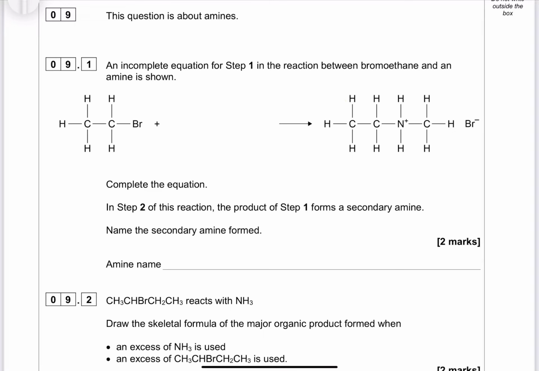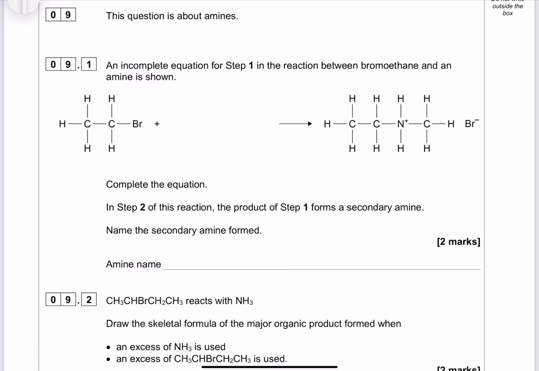This question is about amines. An incomplete equation for step 1 in the reaction between bromoethane and an amine is shown. Complete the equation. In step 2 of this reaction, the product of step 1 forms a secondary amine. Name the secondary amine formed. So we're going to complete the equation.